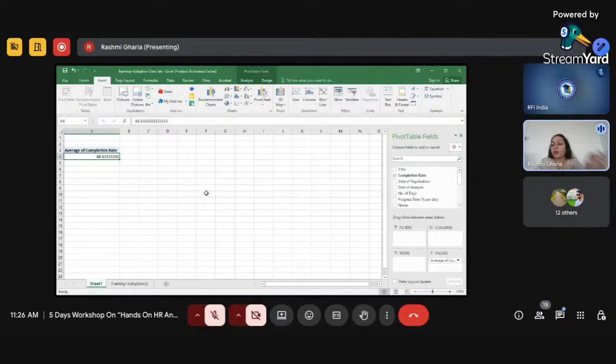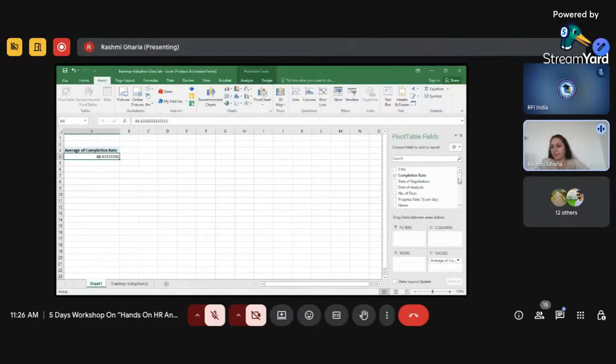Because I already told you, HR is also one of the areas wherein the organization is looking for cost cutting, looking for ROI. If I spend the money, I would like to know what I am getting out of it, right? So this way you can calculate the metric for the training average completion rate. So 48.60% is the completion rate.